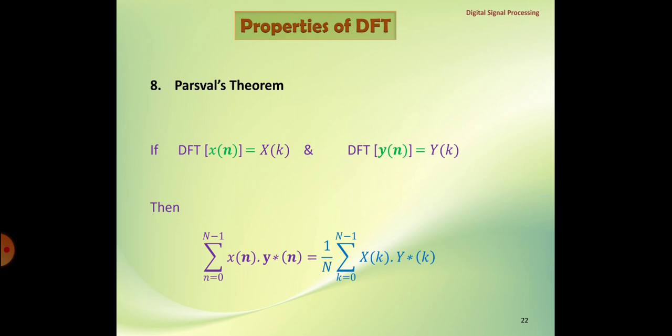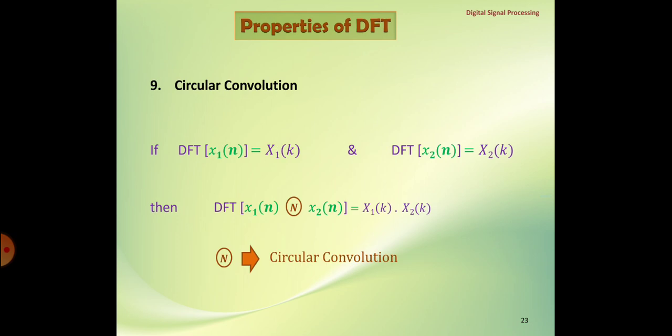Next property is Parseval's theorem. If DFT of x of n is equal to X of k and DFT of y of n is Y of k, then by Parseval's theorem, summation n 0 to N minus 1 of x of n into y conjugate of n is equal to 1 by N summation k 0 to N minus 1 of X of k into Y conjugate of k.